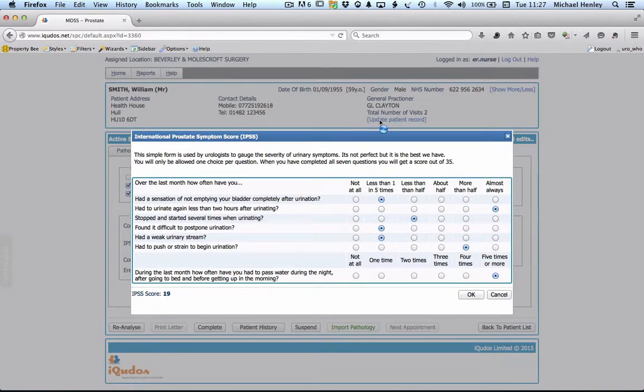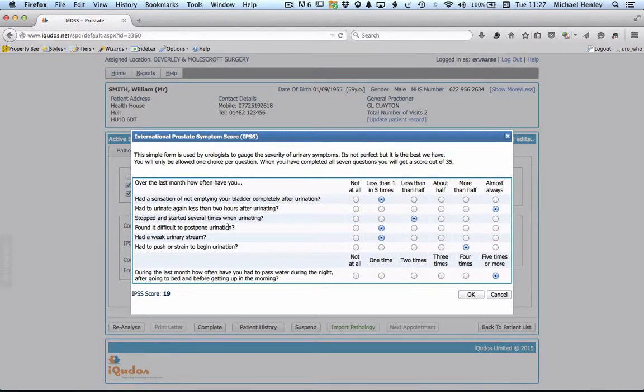Over the last month, how often have you had a sensation of not emptying your bladder completely after urination? That means that they may have some resistance or poor emptying. Had to urinate again less than 2 hours after urinating. Stopped and started several times when urinating. All of those are poor squeeze questions. The next one, found it difficult to postpone urination. That's about urgency. Some patients may have overactivity of the bladder, either just primarily, in which case avoiding caffeinated drinks, etc. is a good idea, or maybe it's secondary to obstruction, and those will often complain of having a weak urinary stream, which is the next question just after, and again had to push or strain to begin urination. So the first bit of questions there are about how well your bladder empties.